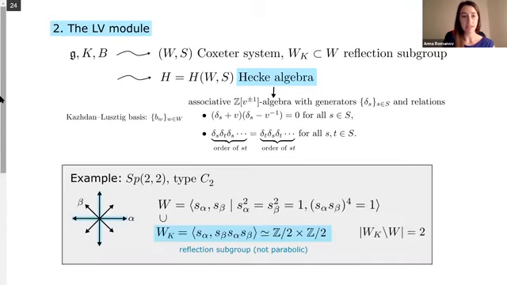So in our example, the root system of Sp(2,2) is type C2. So our root system is generated by alpha and beta in this picture over here. And the Weyl group has this form that I've written down. And the reflection subgroup that we get from K is the subgroup generated by reflection through the hyperplane orthogonal to alpha and reflection through the hyperplane orthogonal to 2 beta plus alpha, which are the two that I've highlighted here. And so this is a reflection subgroup, but it's not parabolic. So it's not generated by simple reflections, but it is generated by reflections. And it looks like Z2 cross Z2.